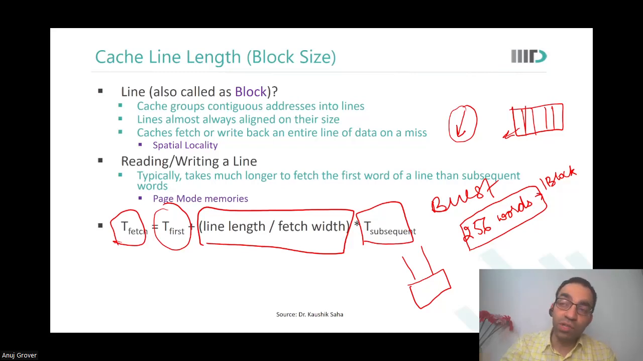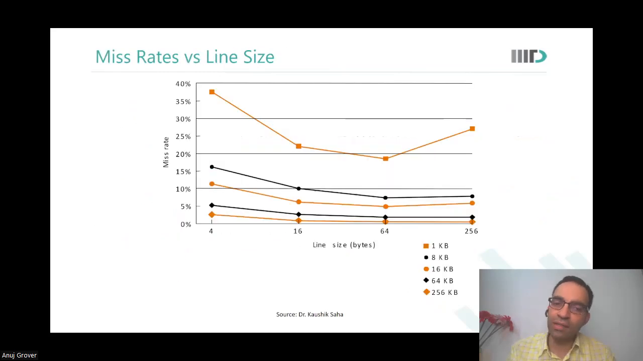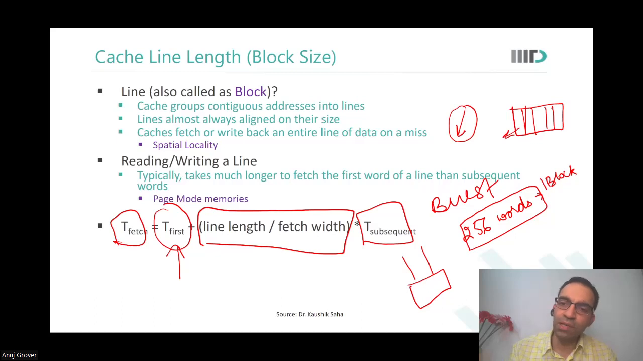So whenever there is a miss, how many cycles would you need? First, you will need to access the word for the first time. Then, since only 4 words could be accessed in one cycle, you will need 64 additional cycles to read the subsequent words. Are you able to see this?